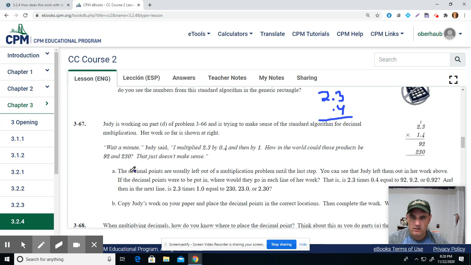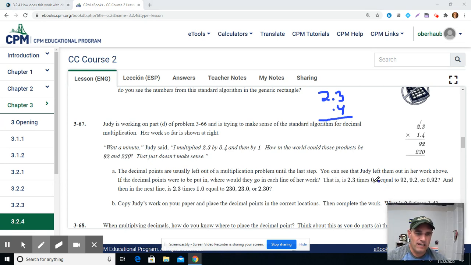And it says, well, decimal points are usually left out of a multiplication problem until the last step. You can see that Judy left them out in her work above. If the decimal points were put in, where would they go in each of the lines? That is 0.23 times 0.4, is it 92, 9.2, or 0.92? Well, if we did this, we'd get 12, carry a 1, that'd be 8, plus the 1 we carried is 9. And then I have two decimal places, so it'd be 0.92. So my decimal would be right there.